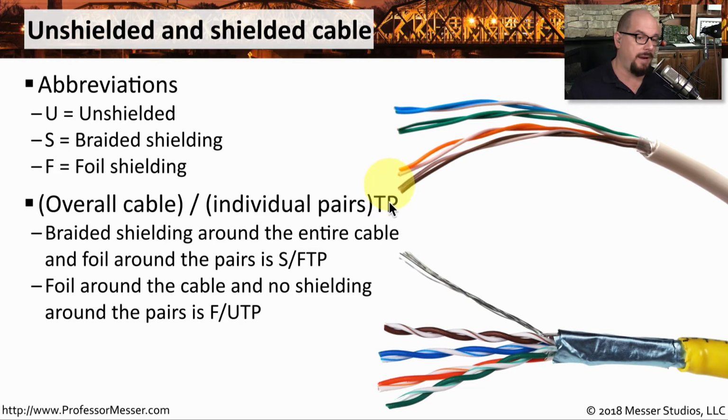So if a cable has a braided shield around the entire cable and then a foil around each of the individual pairs, you should see S/FTP on the side of the cable or the box the cable comes with. If the shielding is like the picture here where there's foil over the entire cable but no shielding over the individual pairs, then that will be F/UTP.